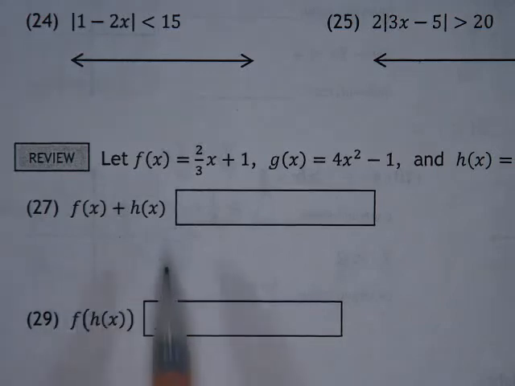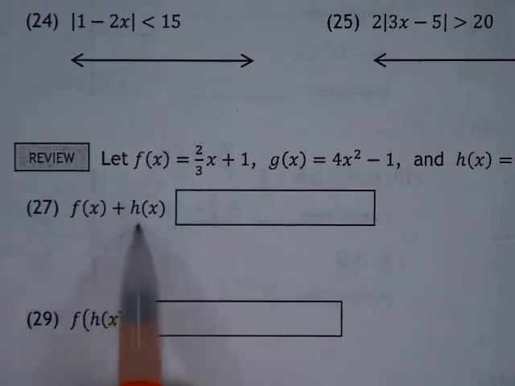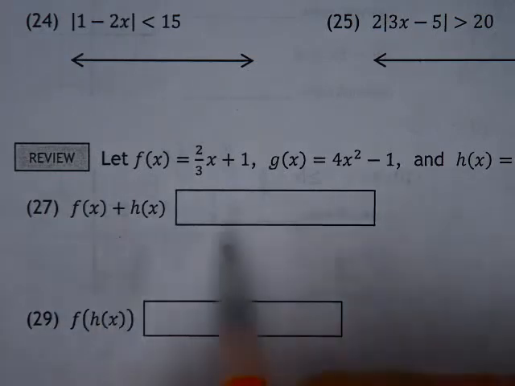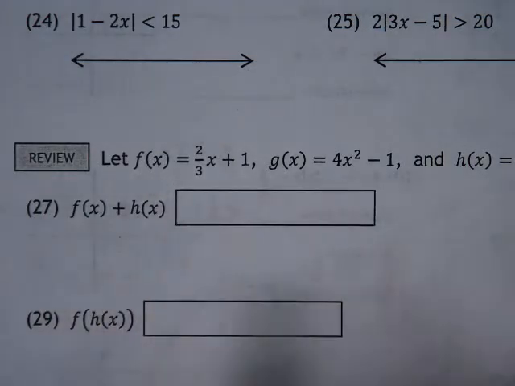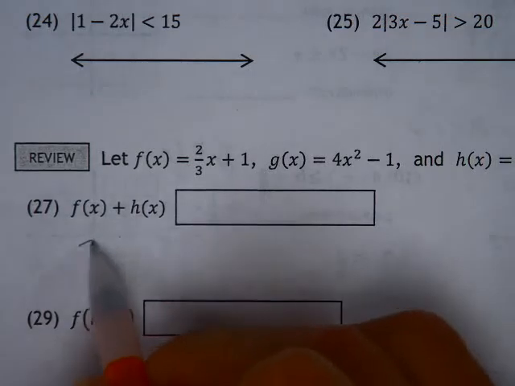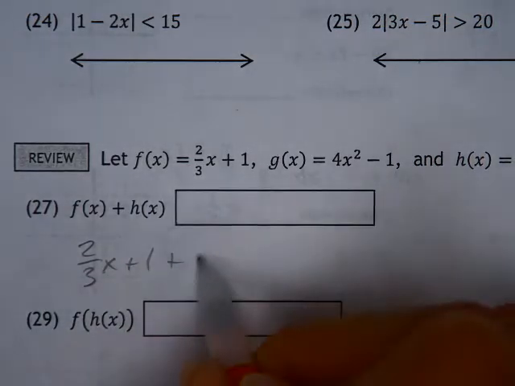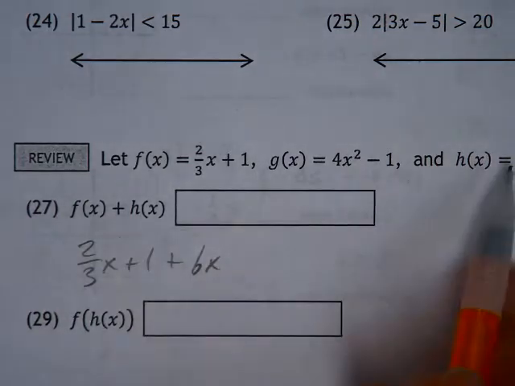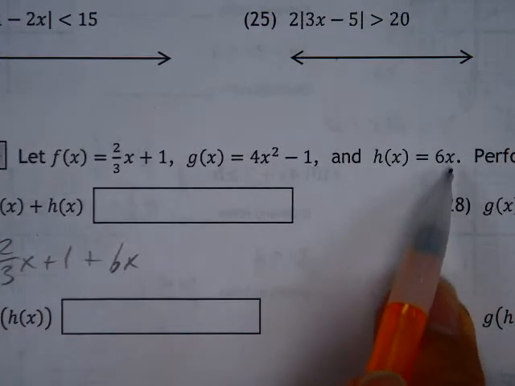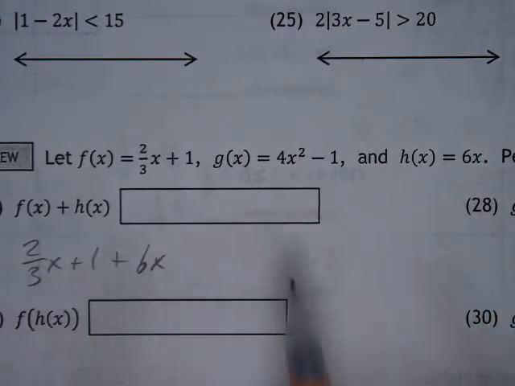So function operations here are saying take function f and add it to function h. That's kind of a pain in the neck because you have a fraction and a non-fraction that you have to combine together. So that just means take the 2/3 x plus 1 and add it to the 6x that we see in h of x. So it's this function plus this function here. Okay, so how do you do that?